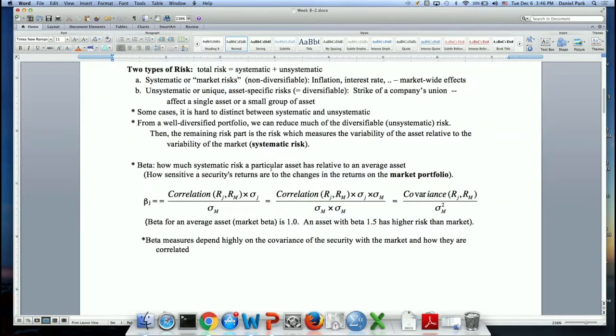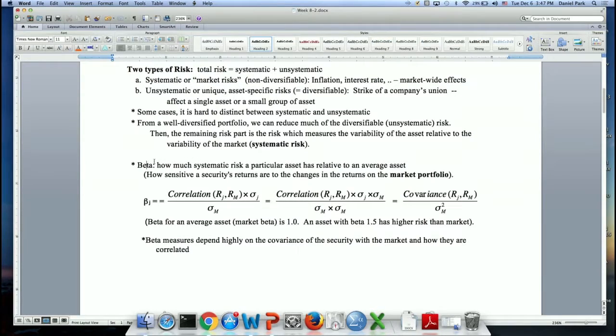So the true risk, assuming investors are smart, including us, and we diversify well, is just systematic risk. After we diversify away all the diversifiable risk, the leftover is systematic or market risk. This market risk amount is important for our return calculation. So how do we measure that market risk? That's the beta. Beta is how much systematic or market risk a particular asset has compared to an average market.